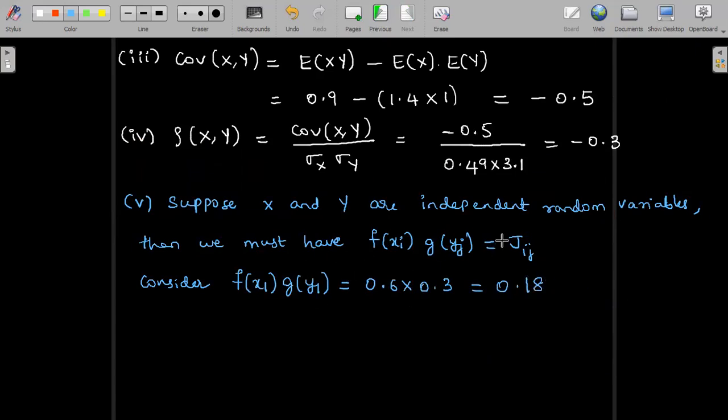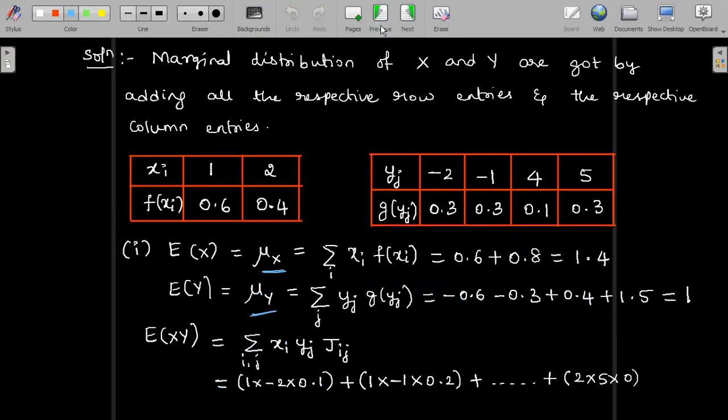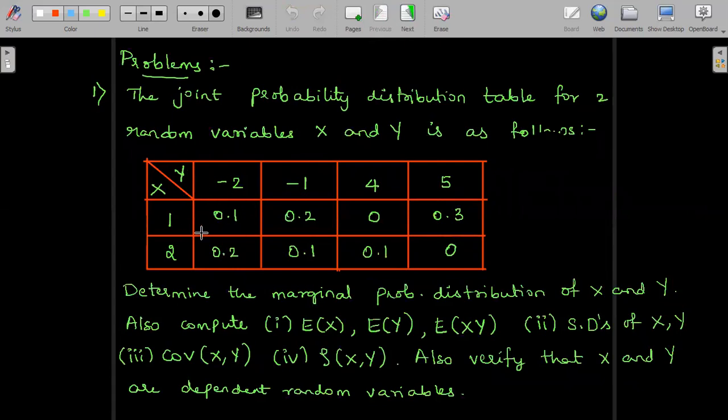This should have been equal to j11. I have taken i and j both equal to 1, 1 and am verifying the value. So we will now obtain what j11 is from the joint probability distribution table. That is the given table. From this table, j11 is equal to 0.1, the first row, first column of x and y. So j11 is equal to 0.1.